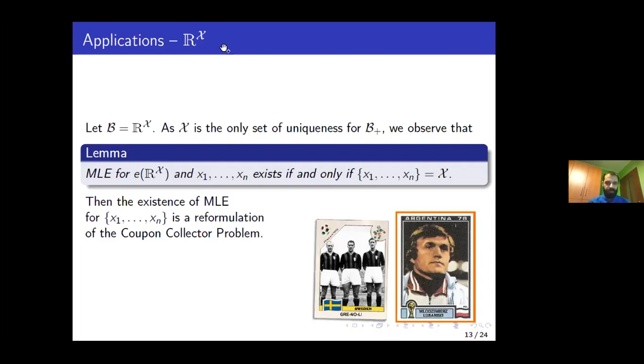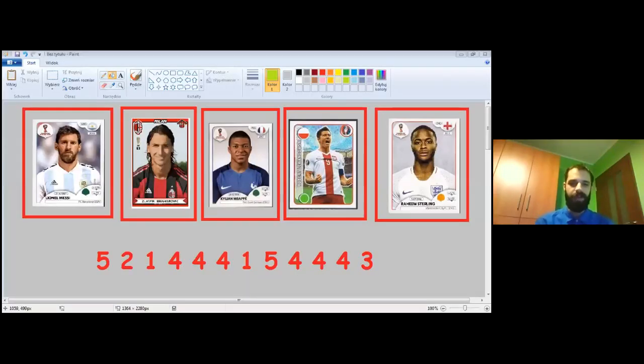They will need many more stickers, because some of them will just duplicate. If we want to see this problem more practically, then I will switch to a short experiment. Assume that here we have a small album of footballers. We don't have too much time for 700 footballers, so let there be 5 footballers: Messi, Ibrahimović from Sweden, Mbappé from France, Lewandowski from Poland, and Raheem Sterling from the English national team. And assume that I will now buy some random stickers.